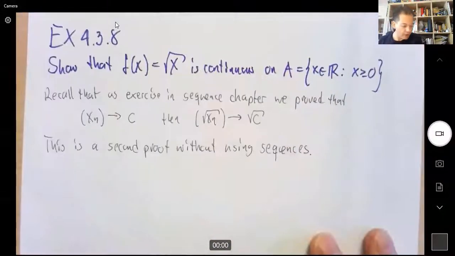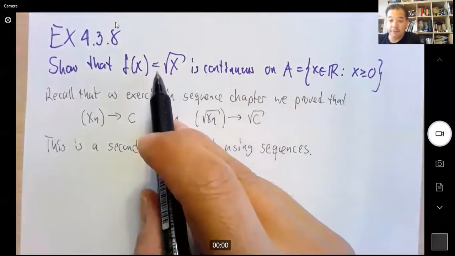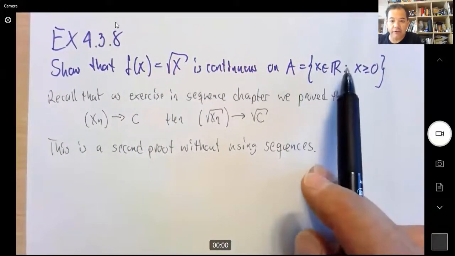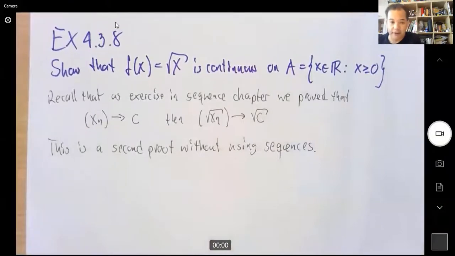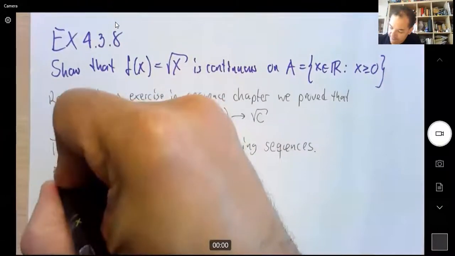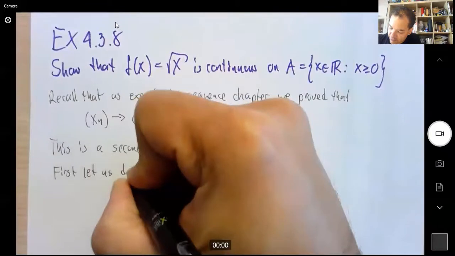All right, so how do we do it? Well, it turns out that we need to do 0 separately. And 0 is sort of special because it's right on the outskirts of the domain. So let's start with 0. So first, let us do 0. c equals 0. So what is it that we need to do?